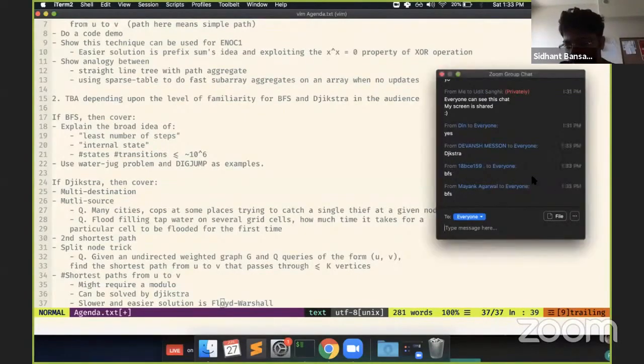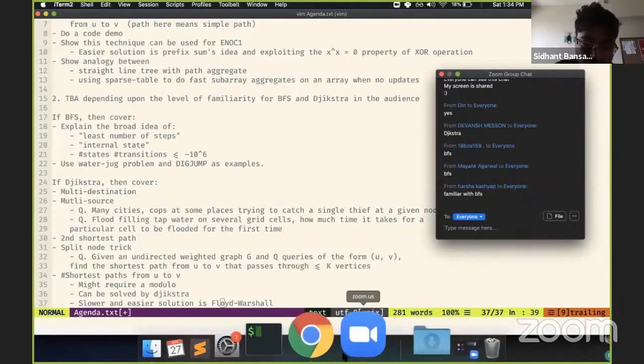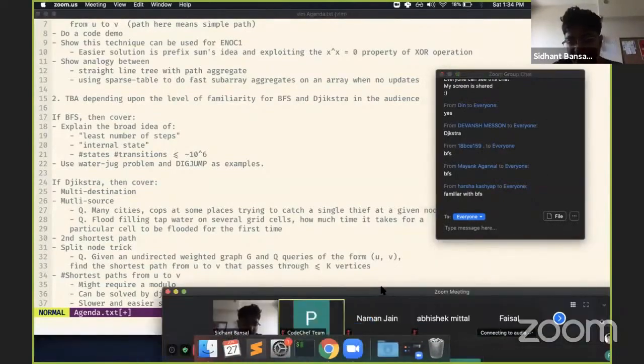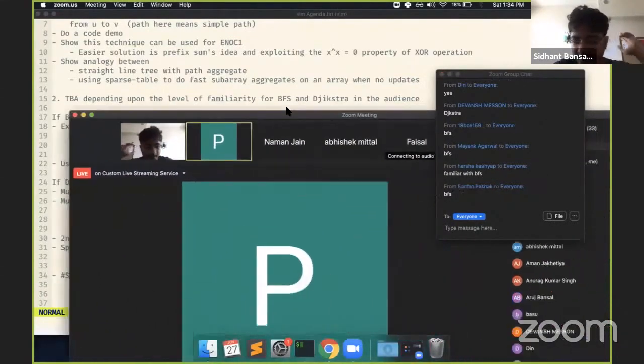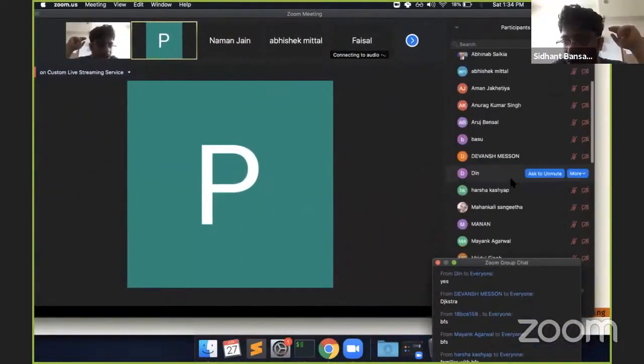Oh, I mean, there's a proper poll. I'll just open it up in some way. You don't have to put it on the chat. Yeah, but if we feel that a lot of people do know BFS already, then we can cover the Dijkstra one. Because in the previous voting, technically Dijkstra won.